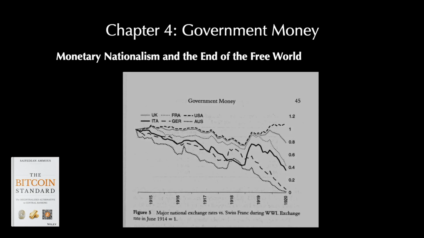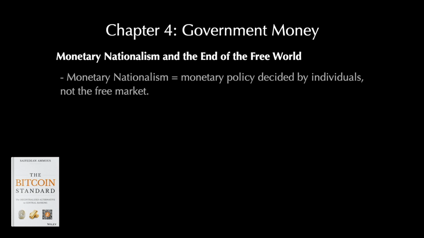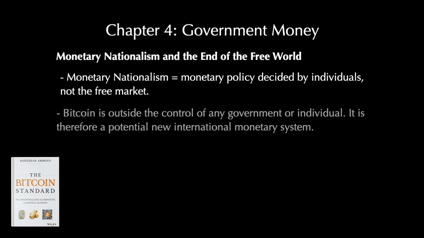This shows the exchange rate of each major national currency involved in World War I in relation to the Swiss franc, which remained on the gold standard during World War I. This devaluation of each currency led to a centrally planned system called monetary nationalism, in which monetary policy is decided by individuals instead of the free market.